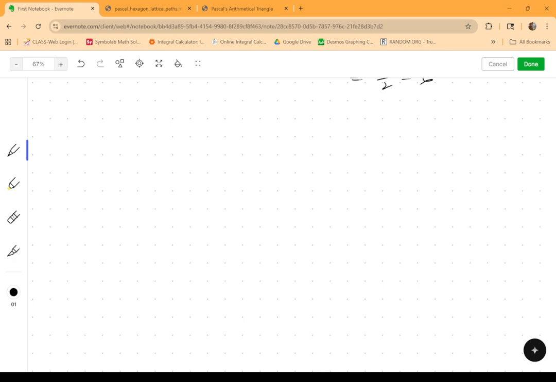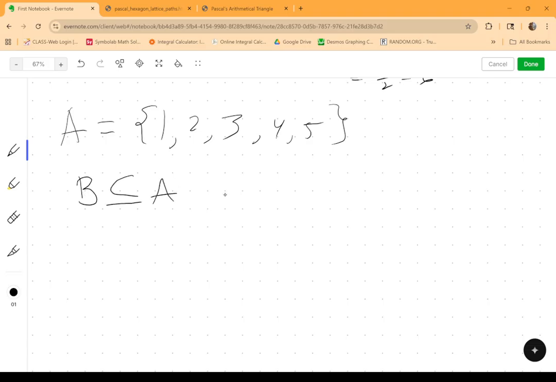Now how about a different problem? Let's say we had a set A consisting of 1, 2, 3, 4, 5. I want to talk about subsets of A that have exactly 3 elements.